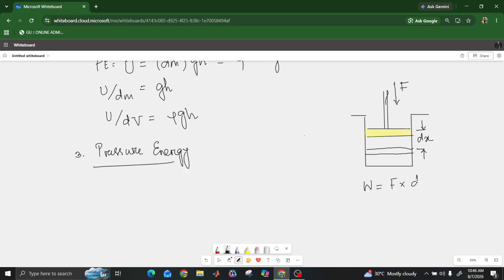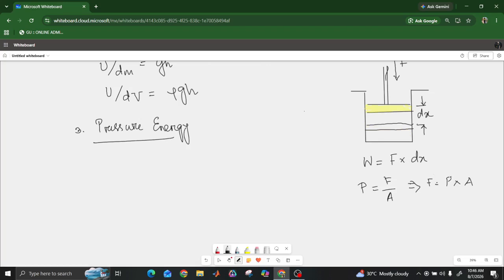F into dx, right? Now, what do we know about pressure? Pressure is force per unit area, right? So this gives us force is equal to pressure into area. Now, if we put this F in the work done equation, W is equal to P into A into dx. So what we can write is area of the piston into small distance moved. This is the displaced volume.